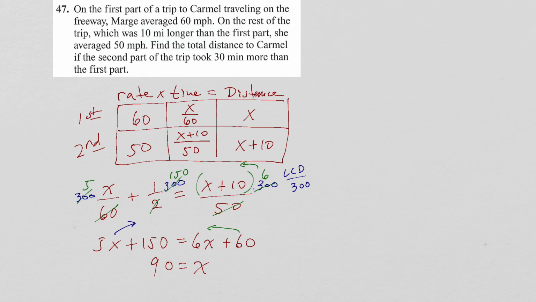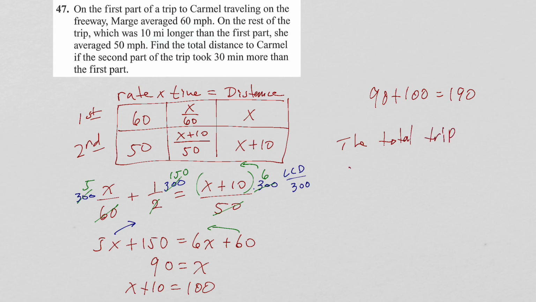Now I found x is equal to 90, and I got to make sure I know what that means. That's the distance on the first part. The question asks, what's the total distance? Well, this x is only the distance on the first part. The distance on the second part is x plus 10. 90 plus 10 is 100. So I went 90 on the first part, 100 on the second part, so 190 altogether. So the total trip was 190 miles. And that's it.